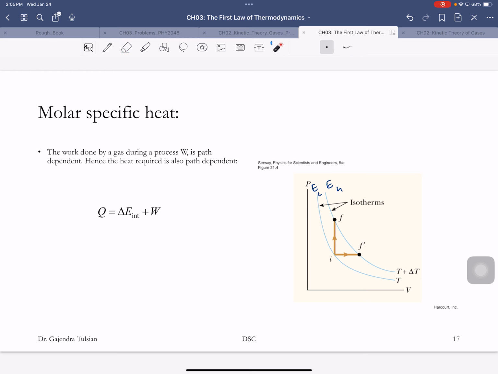What we're going to do is heat the gas, from the initial state to a final temperature. The temperature is the same along that isotherm, so I can go from here to there, or I can go to that higher temperature along this path.